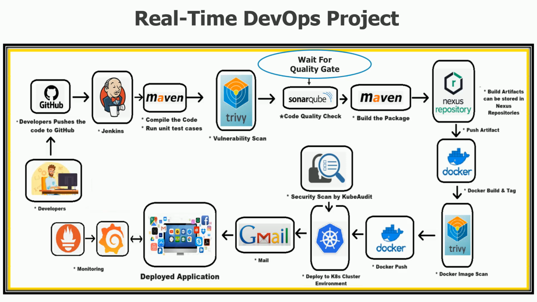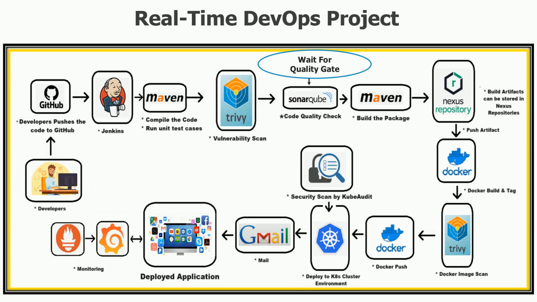And then the next stage is to push the artifact to the Nexus repository. In the Nexus repository, we are going to create two separate repositories, that is Maven release and Maven snapshot, so that we can properly do release management with different versions of the artifacts. After that, the next stage in the pipeline is to build the Docker image using a Dockerfile and tag it. Tagging is done basically to define different versions of the Docker image.